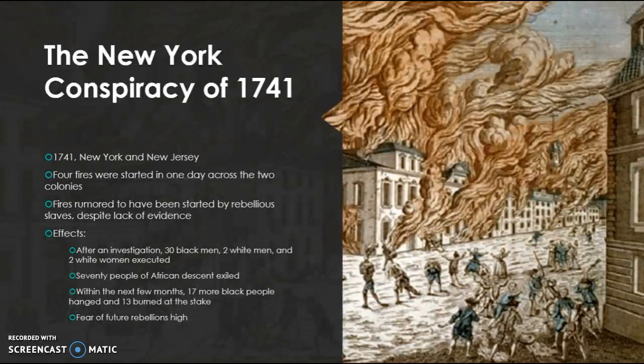And within the next few months, people continued spreading rumors of who might have been involved. 17 more black people were hanged, and 13 more burned at the stake. So a lot of people were executed in punishment for these mysterious fires. And it just continued this fear of future rebellions as well. So New York is freaking out, not just the South.